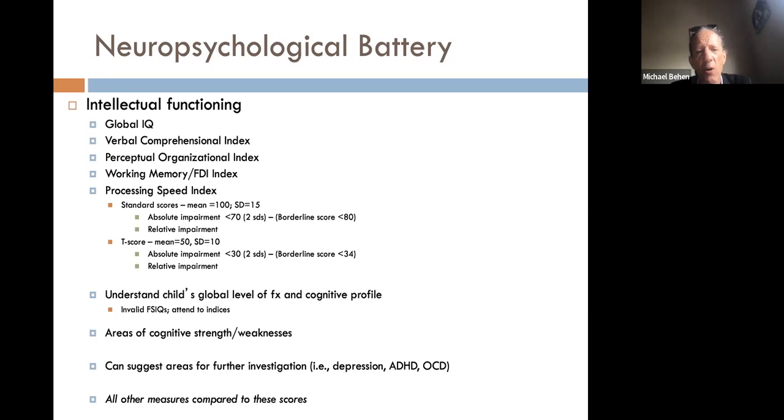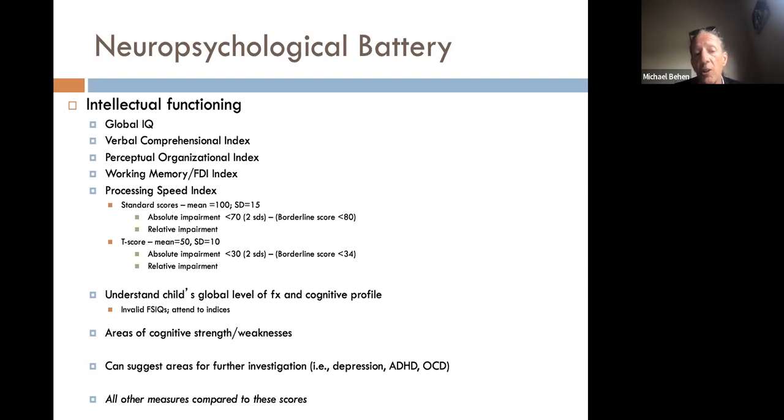I don't want to belabor this too much. A lot of times I also want to make this useful for when you're seeing a report that depicts the results, and usually they're presenting the data in standardized fashion. So for standard scores, you're going to have a mean, the average of the population. It's just a way to understand the numbers: the average would be 100, and the standard deviation from that is 15.